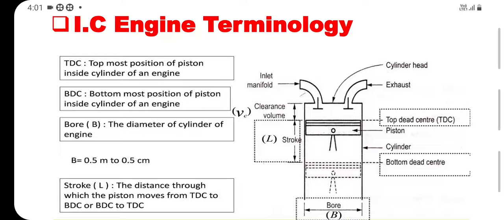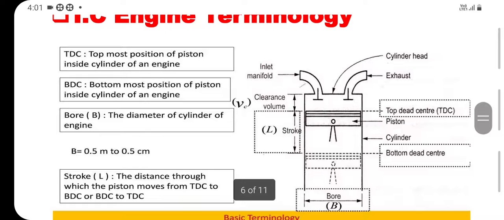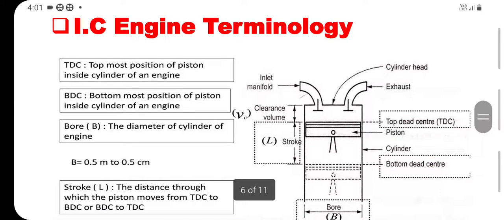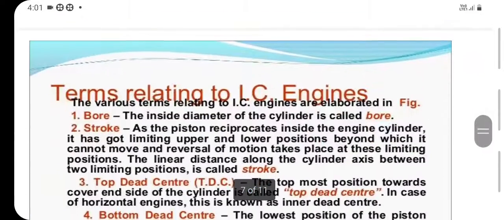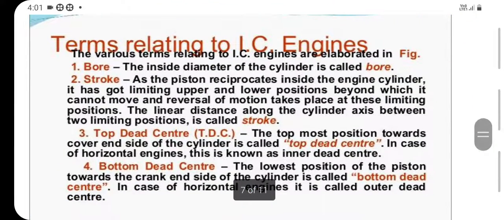Stroke is nothing but the piston moving from TDC to BDC, top dead center to bottom dead center, or bottom dead center to top dead center, vice versa. The traveling distance of the piston inside the engine cylinder is called a stroke. Bore, one by one definition. Bore is the inside diameter of the cylinder.